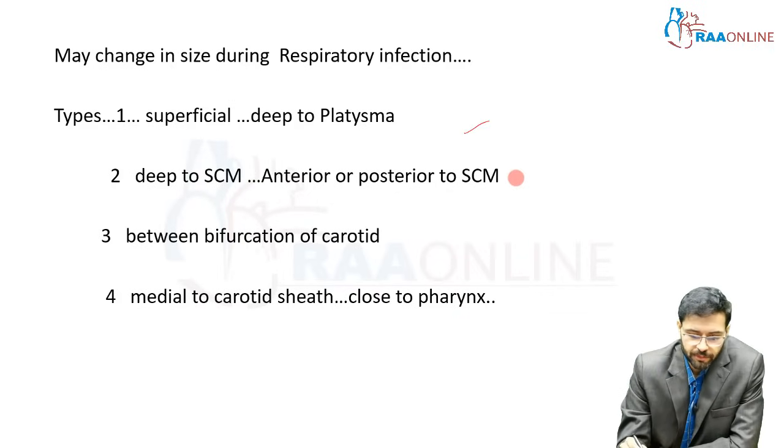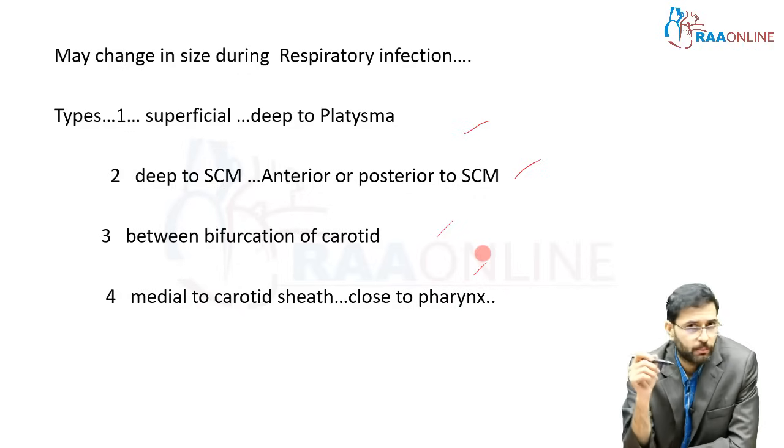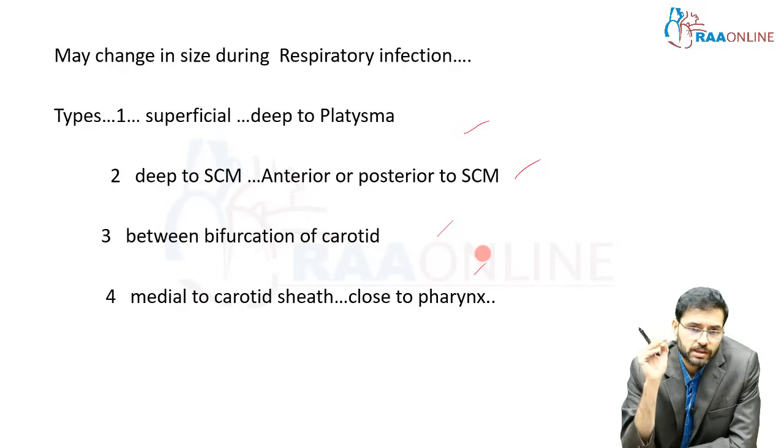There are four important types of second branchial cleft anomaly. First is a tract which is superficial in nature. It is present deep to platysma but does not reach up to the carotids. Second type, the tract is deep to sternocleidomastoid. It is anterior or posterior to the sternocleidomastoid and the carotids. Third, it passes between the bifurcation of the carotid. Fourth type of branchial sinus or fistula would be where the tract passes medial to the carotid sheath, very closely related to the pharynx, sometimes opening directly into or very closely related to the pharynx.